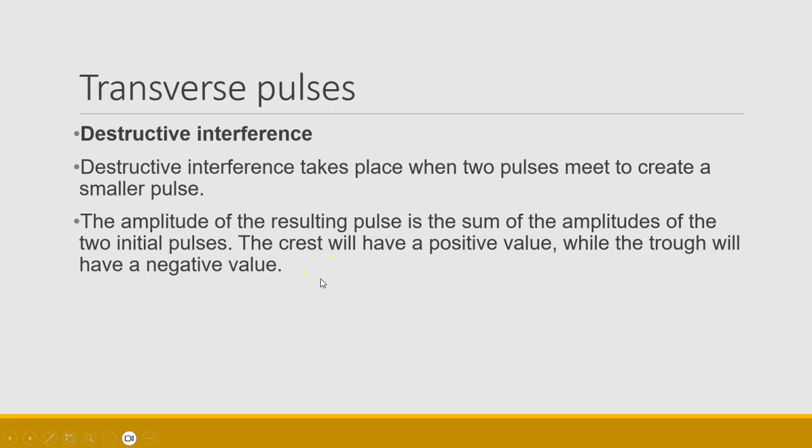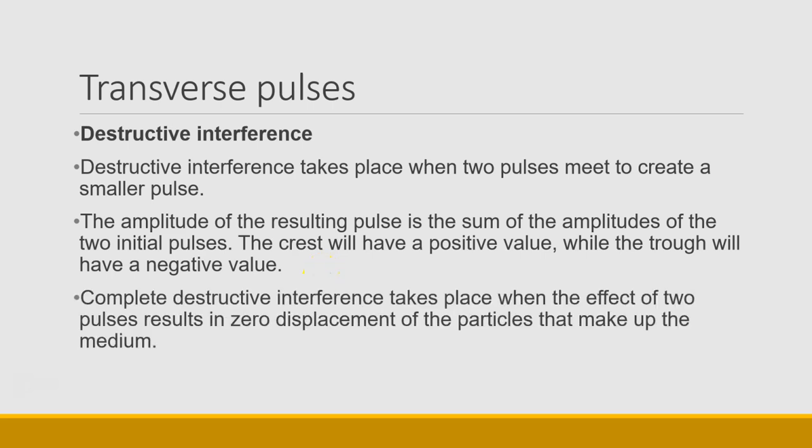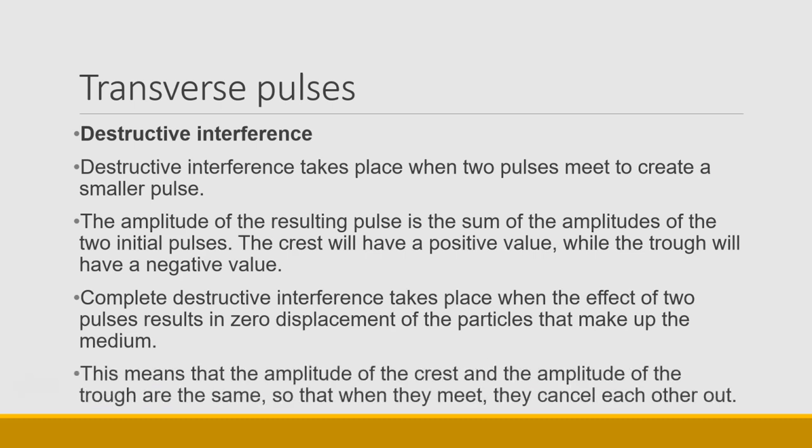When it comes to destructive interference, there's also something known as complete destructive interference, which takes place when the effect of two pulses result in zero displacement. What that means is that the amplitude of the crest and the amplitude of the trough are the same. So in that moment where they meet, they cancel each other out.